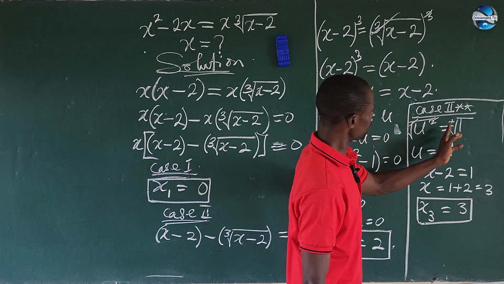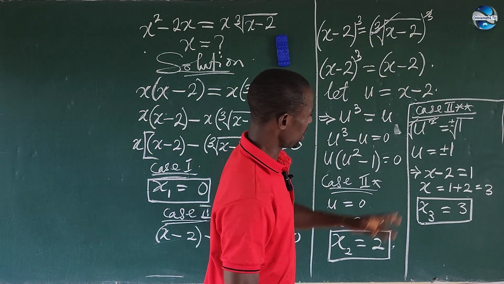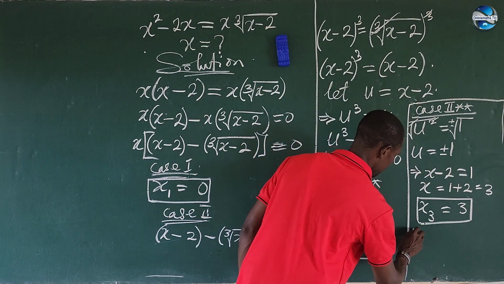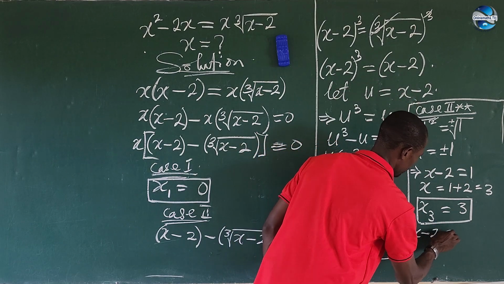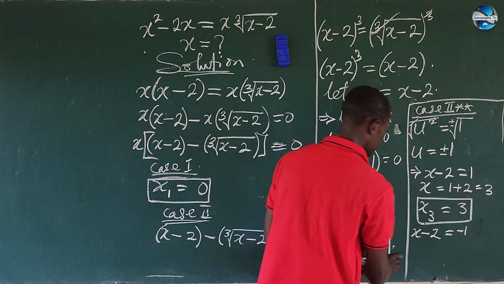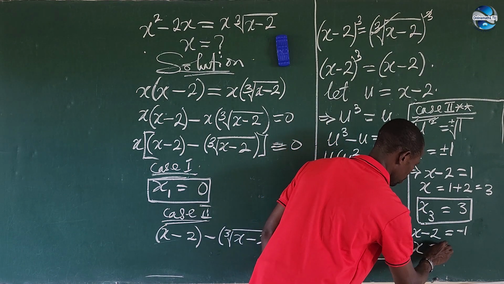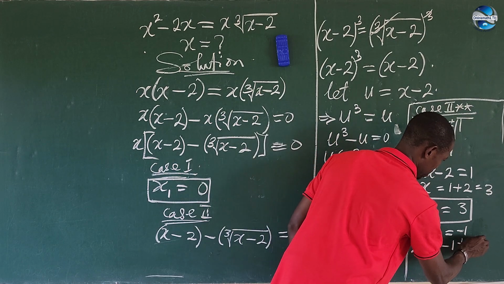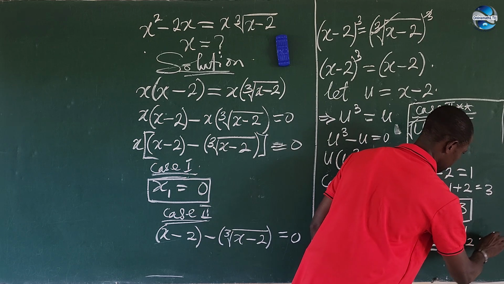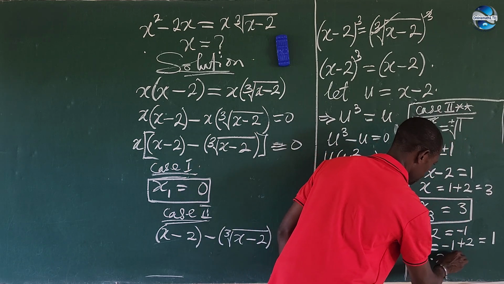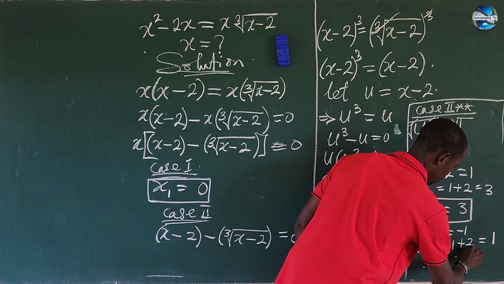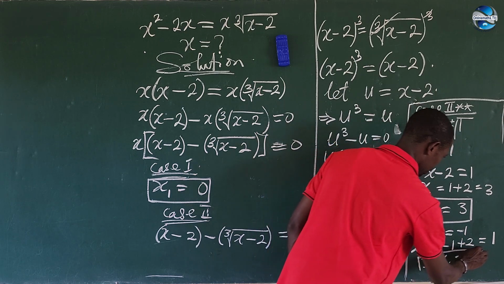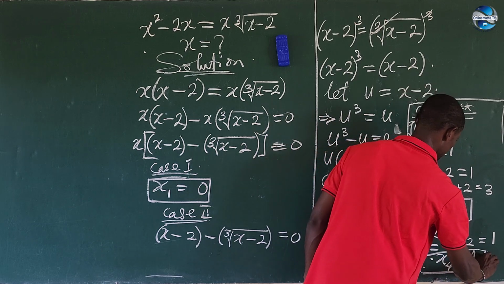Then we can equally use this to get our x4 now. So we consider the negative part of it. This is going to give us x minus 2 is equal to minus 1, right? So from here, we're going to have x is equal to minus 1 plus 2, which is equal to what? Positive 1. Therefore, x from here is equal to positive 1. So this is our x4.